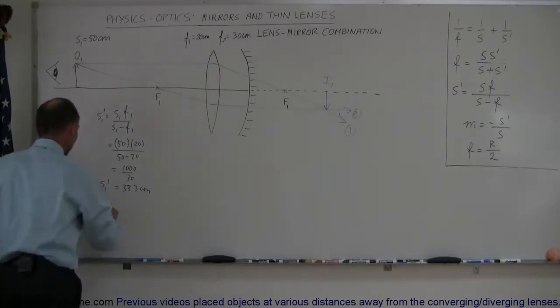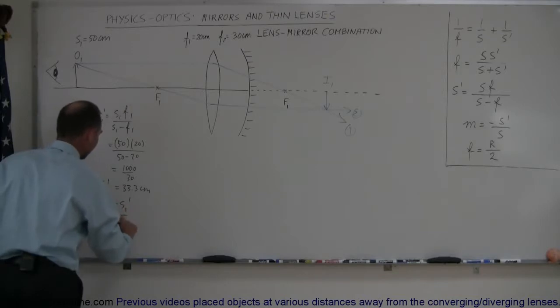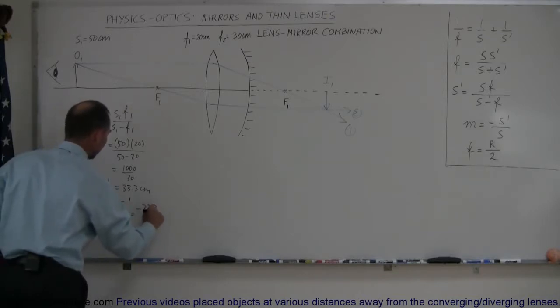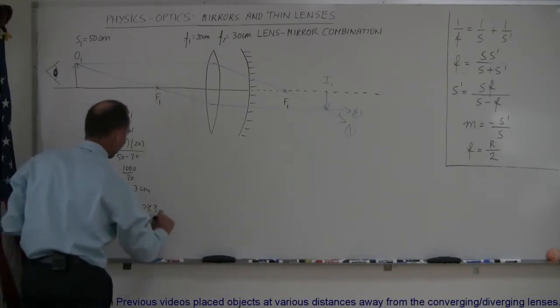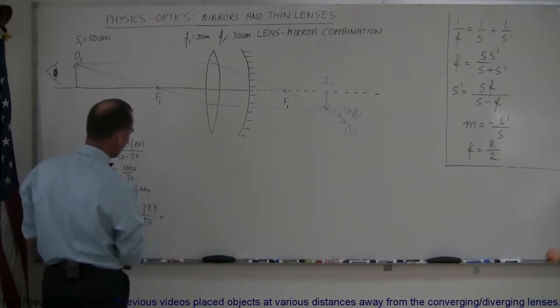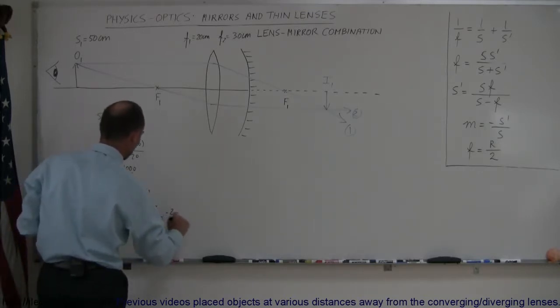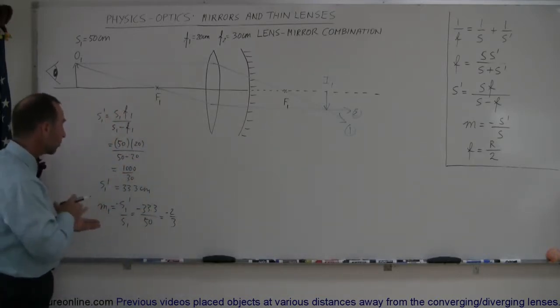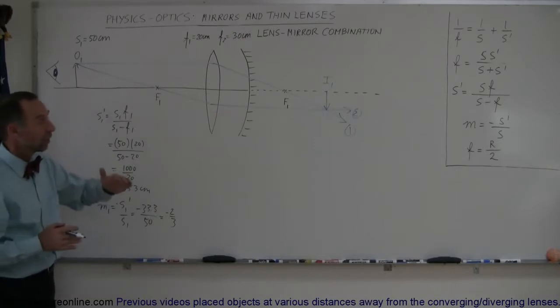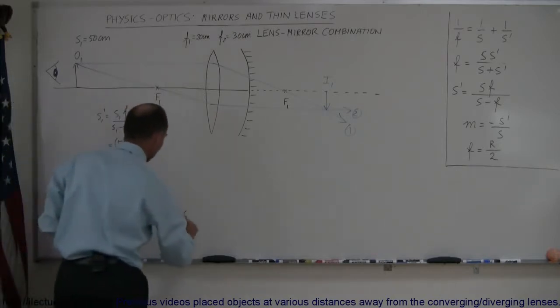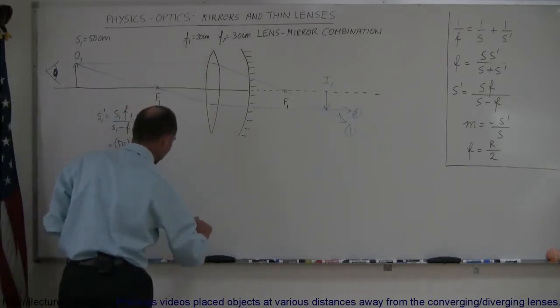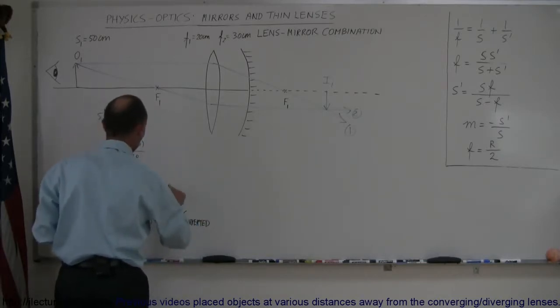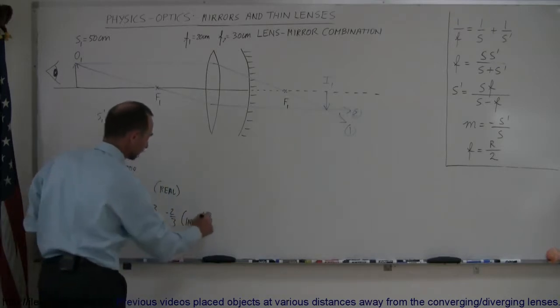We want to know magnification. M1 is equal to negative S1 prime over S1, which is negative 33.3 divided by 50, which is negative 2/3. That means the image is only 2/3 the size of the original object. Negative means that the image is inverted, and you can see that would be the case. So that would be an inverted image. And of course, that would indicate that it's a real image relative to the lens.